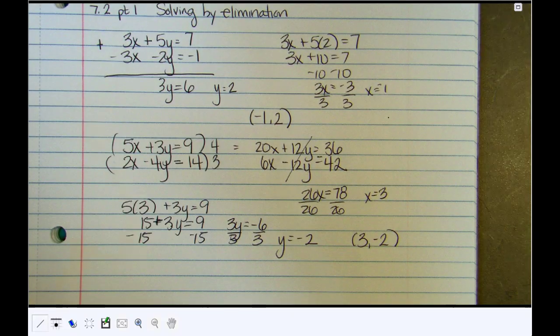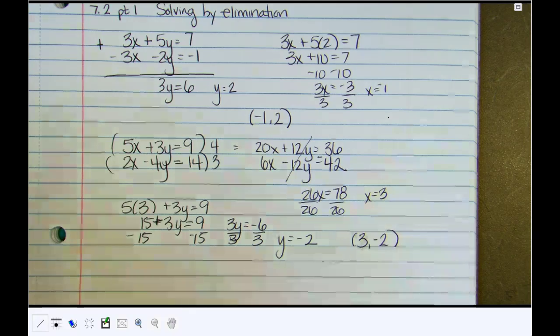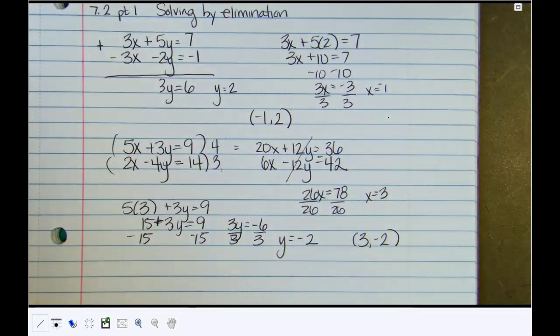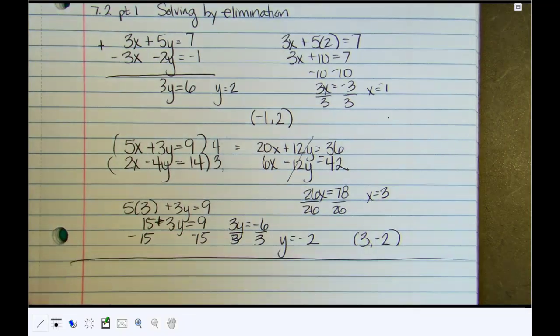Okay. Any questions about the review of things from algebra? So remember, this is the part that we needed to remember, that you can multiply one or both equations to make them eliminate. Okay, there you go. That's your review of algebra. Now let's move on.